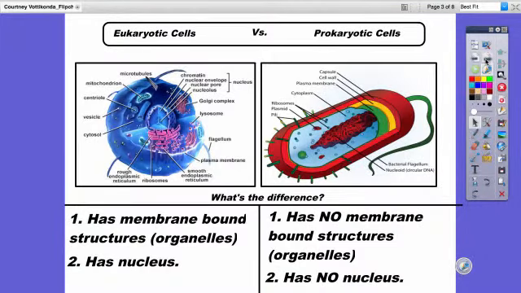So now let's review eukaryotic cells and prokaryotic cells. Let's remember that prokaryotic cells came first. Prokaryotic cells have no membrane-bound structures. Remember, we call those structures organelles. And prokaryotic cells have no nucleus. So a eukaryotic cell has membrane-bound structures, which we refer to as organelles, and it has a nucleus.